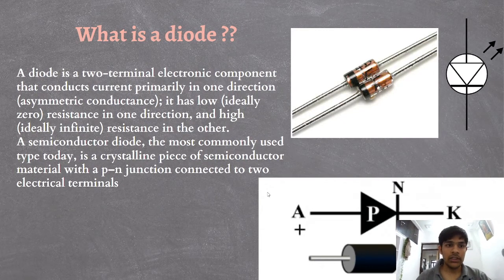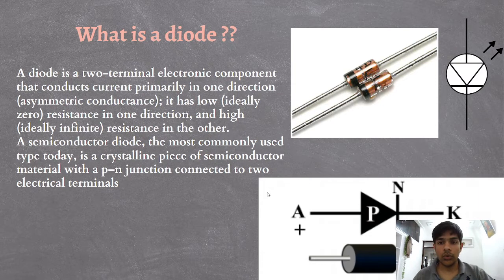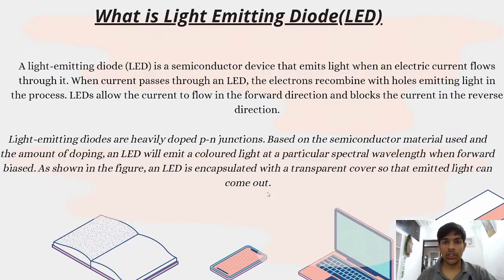So what is basically a diode? It is a two-terminal device which allows the flow of current only in one direction, as for the other direction ideally the resistance is infinite. It is made up of semiconductors and is a crystalline piece of semiconductor material with a PN junction connected to two electrical terminals.